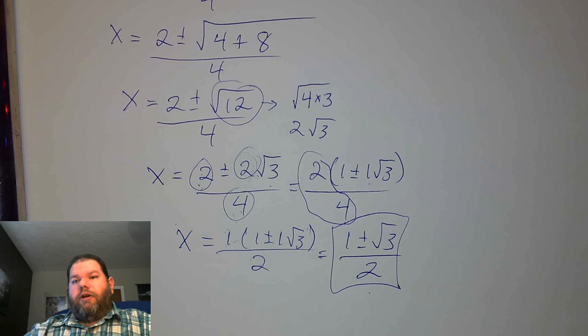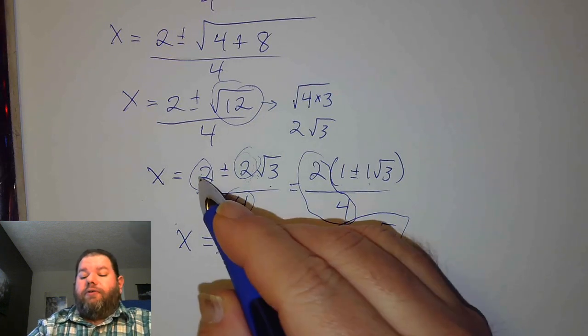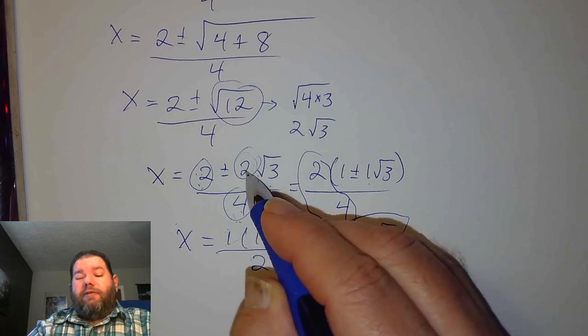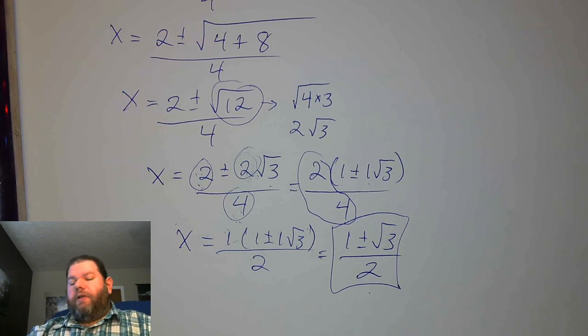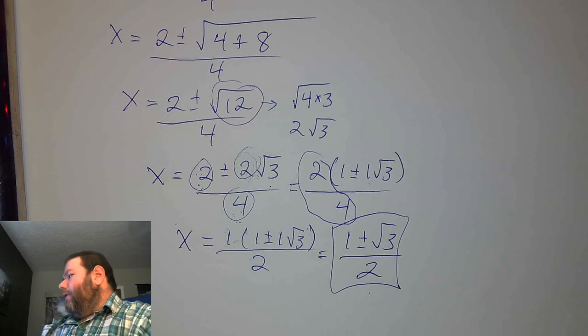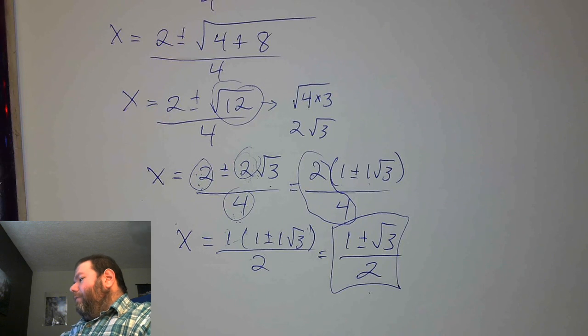Now, what I see some students try to do that is incorrect is they'll reduce the 2 with the 4, and then they'll reduce the other 2 with the 4 separately. We can't treat them separately because they're being added or subtracted in the numerator, so they're really considered one large object. Anyway, so that would be our answer there.